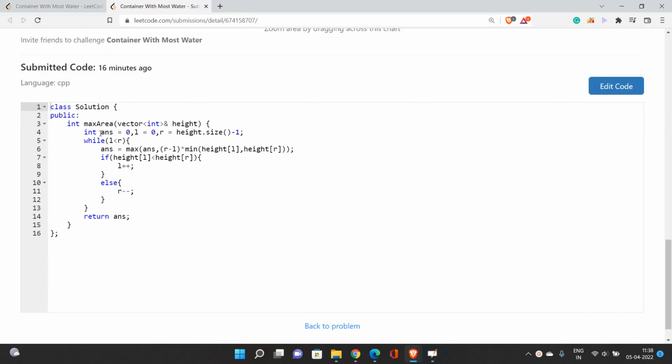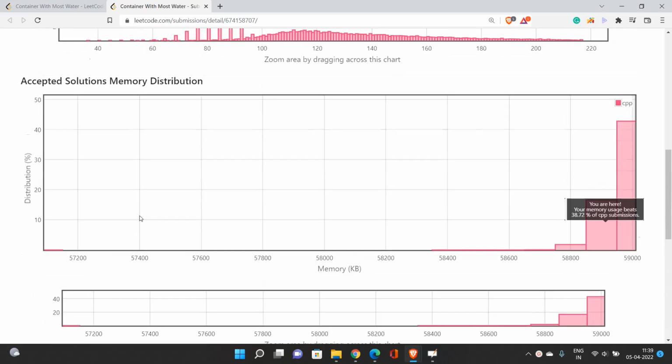So I will take answer as 0, L as 0, and R as the end position of this array, and I will loop while L is strictly less than R. Note that we are starting with the maximum possible length, so every time we try to maximize our answer: max of answer and the length, which is R minus L, times the max possible width, which is min of H of L and H of R. If H of L is strictly less than H of R, we increment L in search of a maximum possible width, otherwise R minus minus, and finally we return the answer.